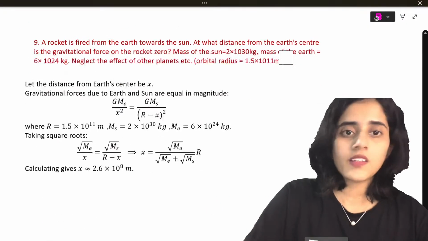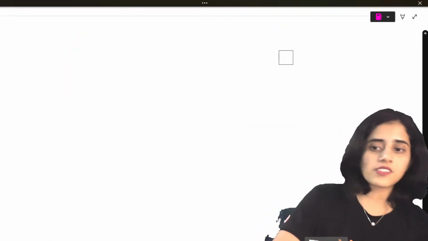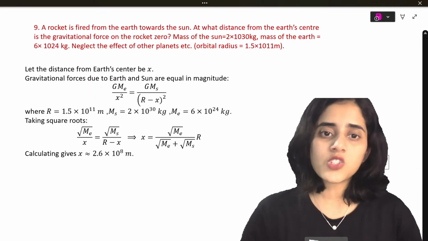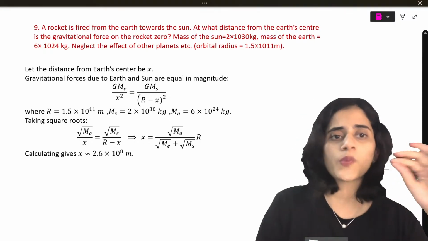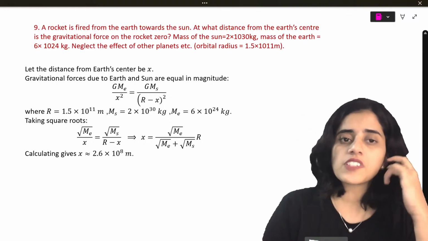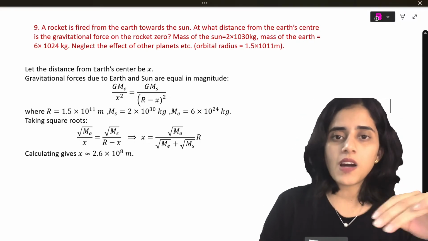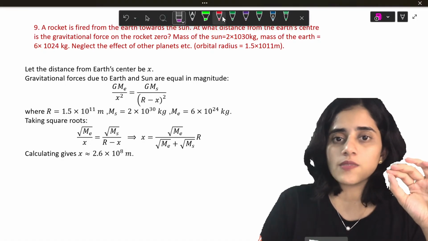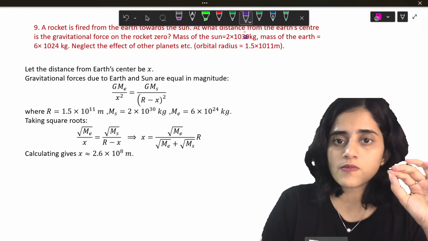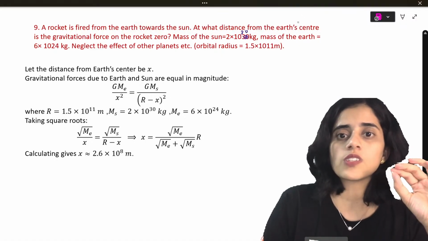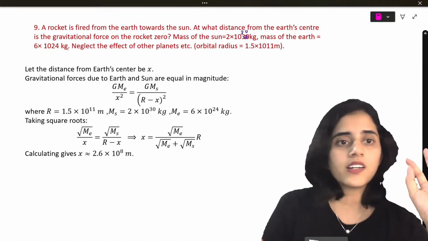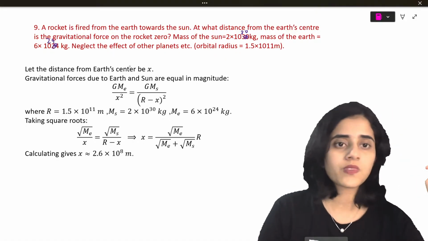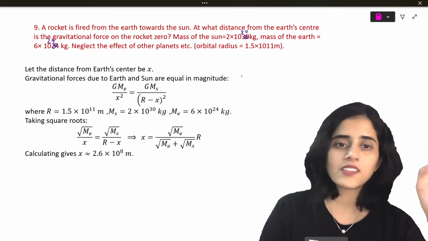Okay. Next question. This is the last question. A rocket is fired from the Earth towards the Sun. At what distance from the Earth's center is the gravitational force on the rocket 0? Mass of the Sun is 2 into 10 raised to 30. Mass of Earth is 2 into 10 raised to 24. Neglect the effect of other planets, all that is fine.